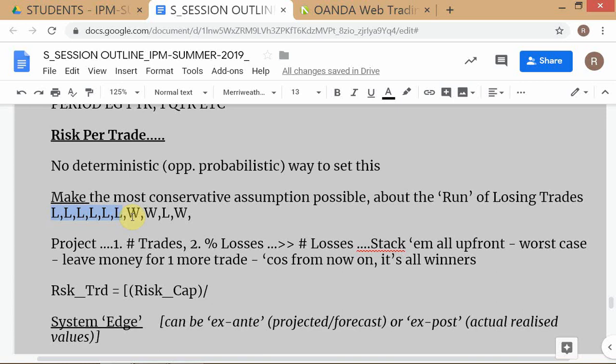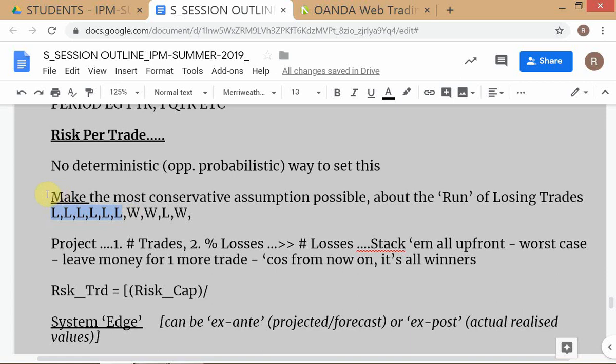So now I'm going to assume that after 375 losers, everything else will be a winner. I want to have enough capital to be able to survive those 375 losses and still make the next trade, and after that it will be all winners. Are you following my logic? This is how the situation is visualized, and how you make the most conservative assumption.